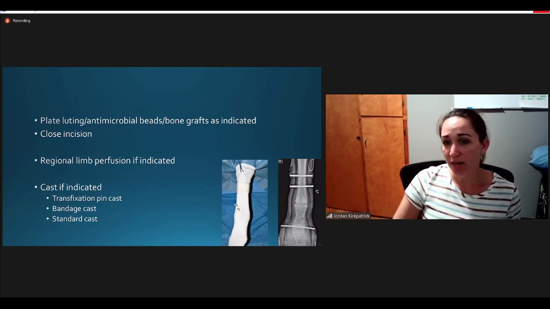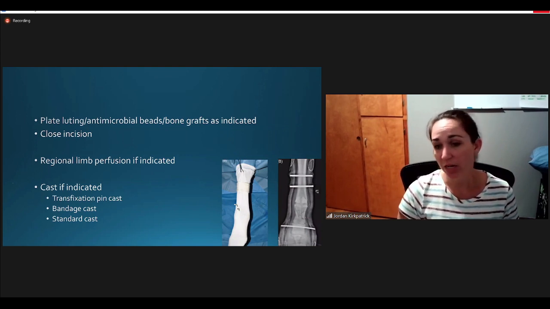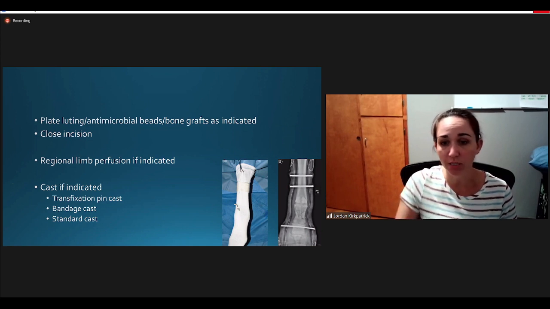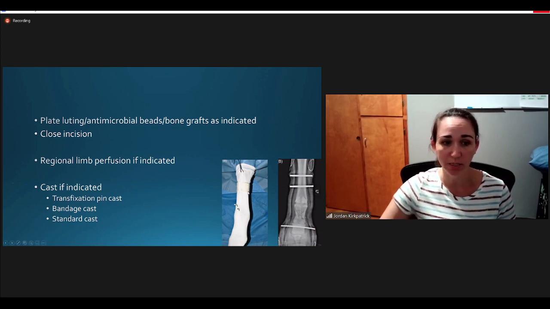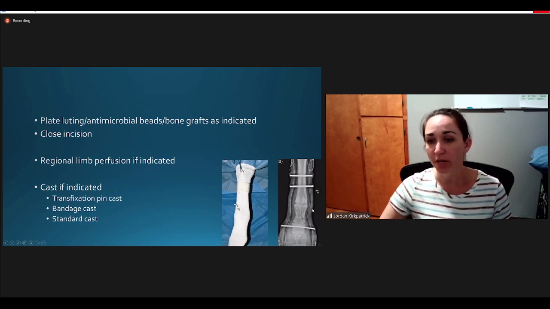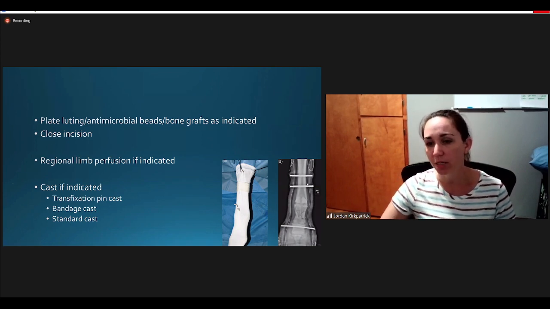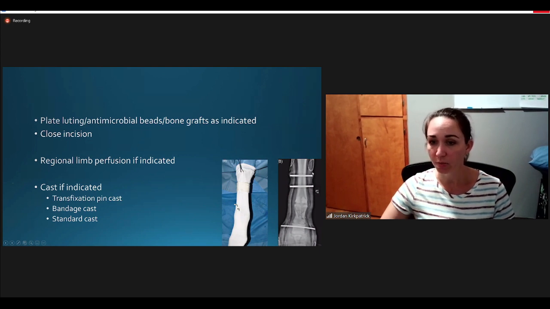Some fractures need casts, some don't. Some you can't put a cast on because of where the fracture is. You might do a standard cast, which is what's being placed in this image, or a transfixation pin cast, which I believe we talked about last week, where we're putting pins across and then incorporating them into the cast. And the point of that is to distribute some of the weight into the pins and the cast material and keep it off of the fracture just to help with repair.